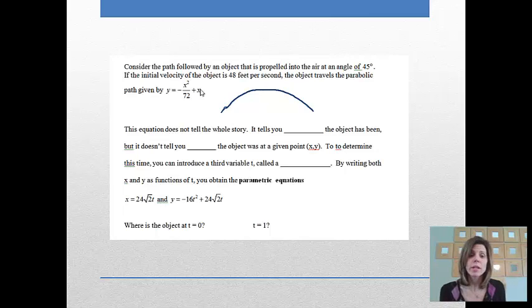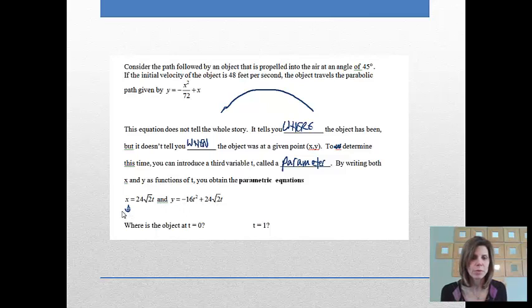Okay, so the equation doesn't tell the whole story. It tells you where the object has been, but it doesn't tell you when the object was at a given point. Right? So it doesn't tell you after 2 seconds where it is, after 3 seconds where it is, exactly. So to determine this time, you can introduce a third variable t called a parameter. All right? By writing both x and y as functions of t, you can obtain the parametric equations. So you'll notice we have x equals 24 square root of 2 t, and y equals negative 16 t squared plus 24 square root of 2 t, which actually describes the x and the y values at a certain spot in time.